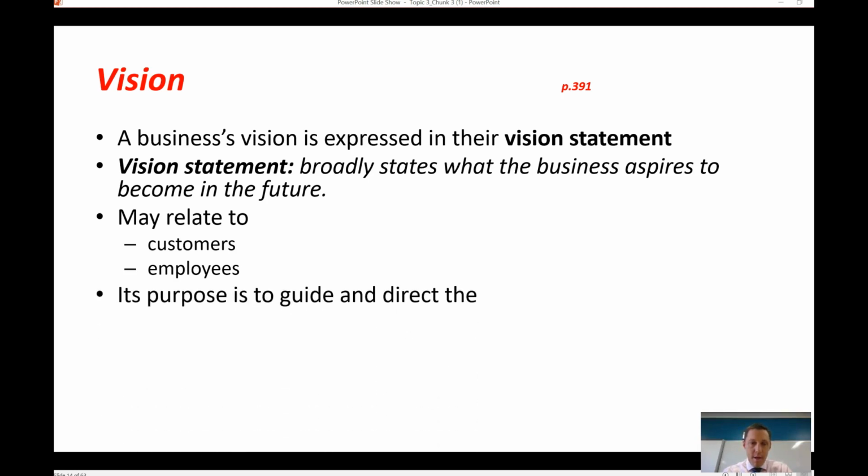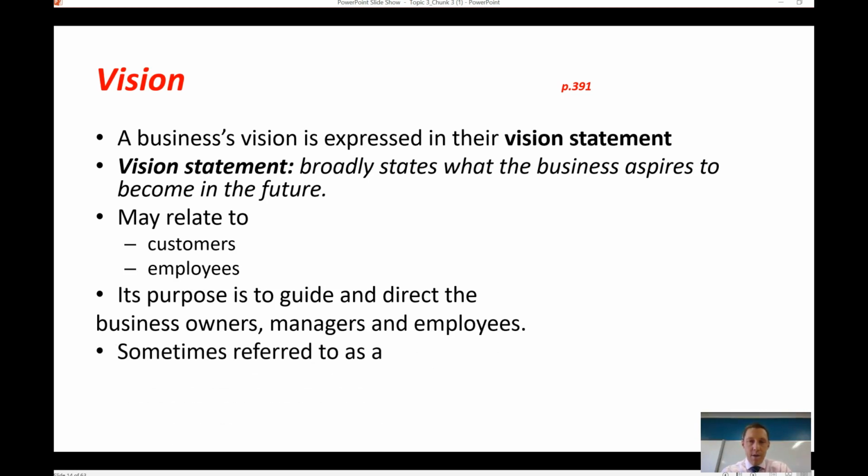And its primary purpose is to guide and direct the business owners, its managers and employees, so that everyone within that organisation knows what the vision for this business is. And if you walk into many small, medium, or large businesses, the vision statement will often be quite visible. It might be painted on walls, it might be in posters, it might be on the company's website, so that employees, customers, everyone knows what that business is trying to achieve and what they aspire to become in the future.